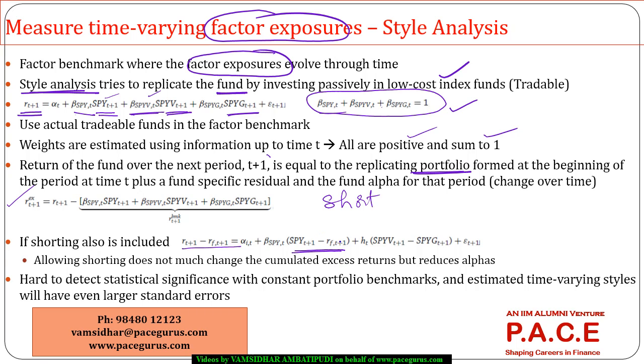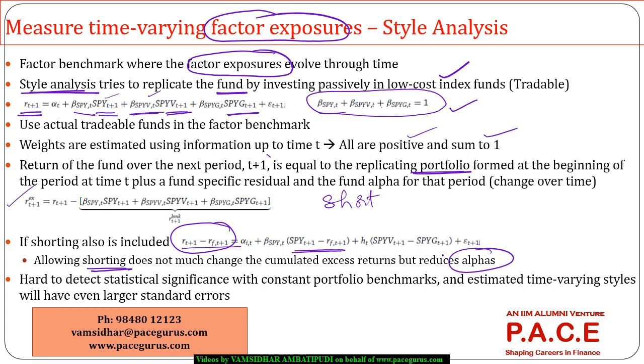The market return, the value stocks return, growth stocks return, to what extent it is above the risk-free rate of return. So that is how we are not putting any constraints on the coefficients of beta. We are not saying they should be positive only. But what has been observed is, even if shorting is allowed, it did not change the cumulative excess return. So this value did not change much, but overall alpha has really gone down.